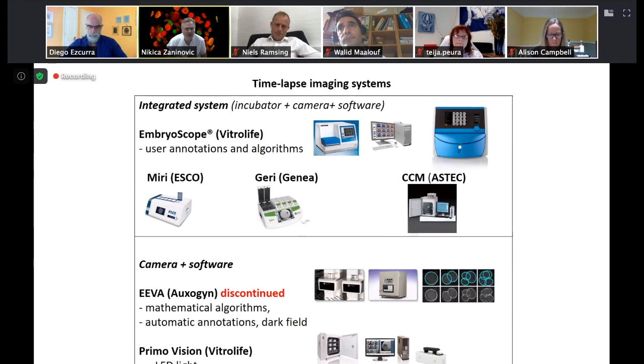There are many different systems on the market. I'm not going to discuss much about it because it will be discussed further. We primarily use EmbryoScope, so all my experience and data will be about the EmbryoScope. But of course, there are other systems on the market like Geri and Miri, and some other systems that were developed previously and are currently discontinued, where cameras were introduced into the existing incubator, and then the images from it were analyzed.